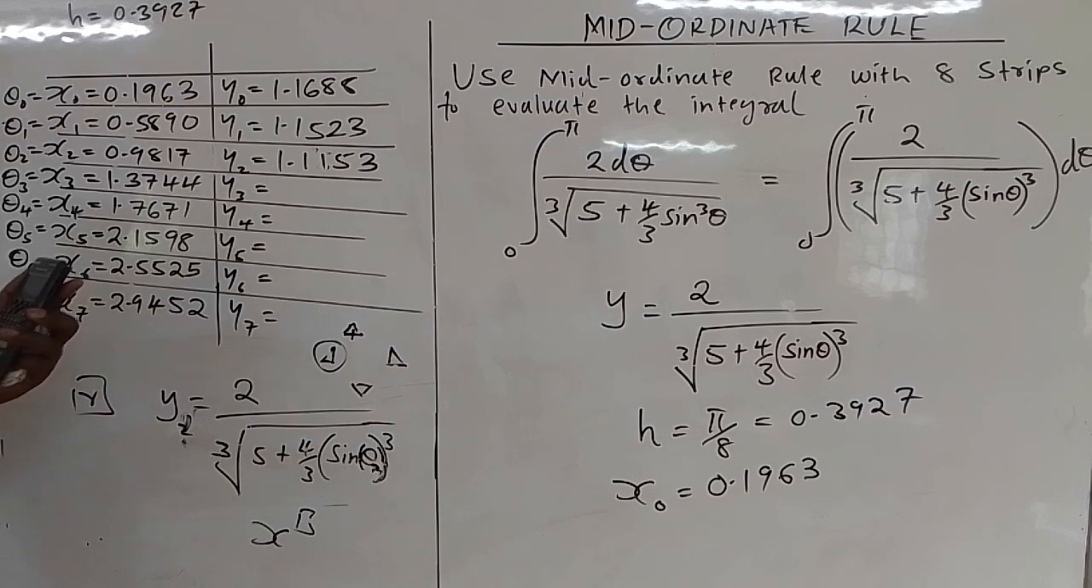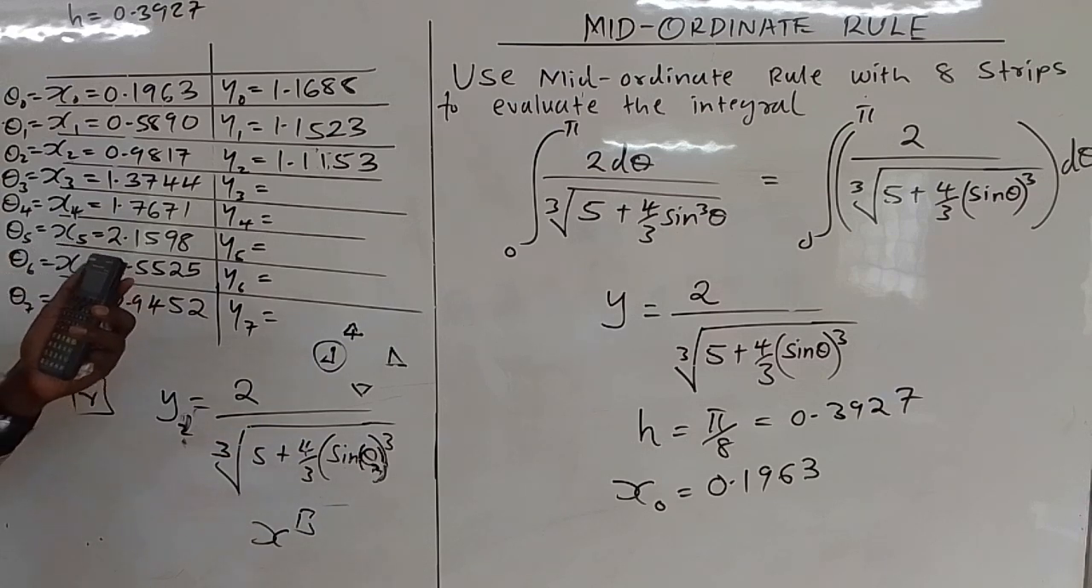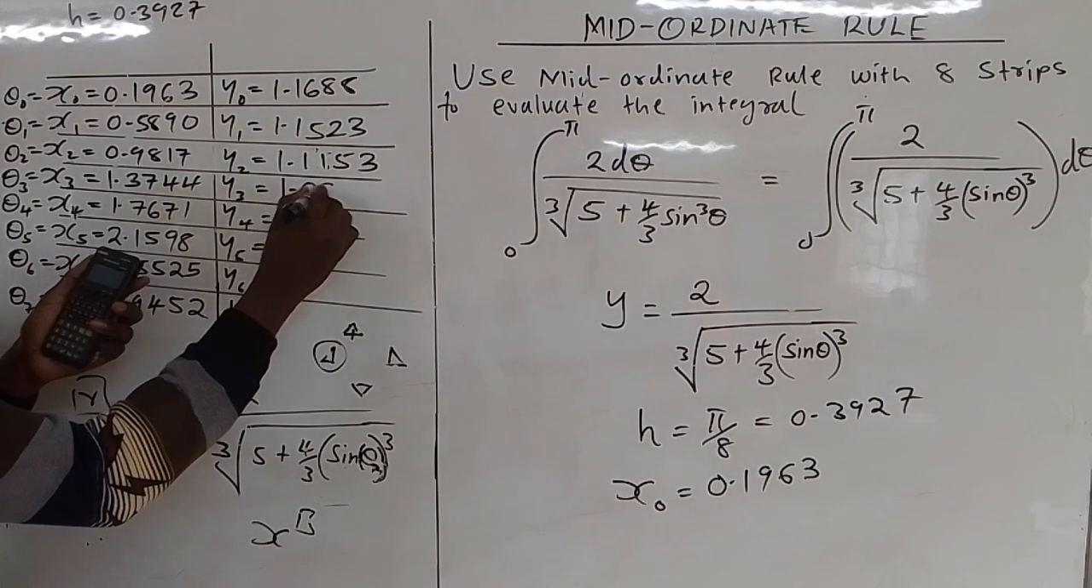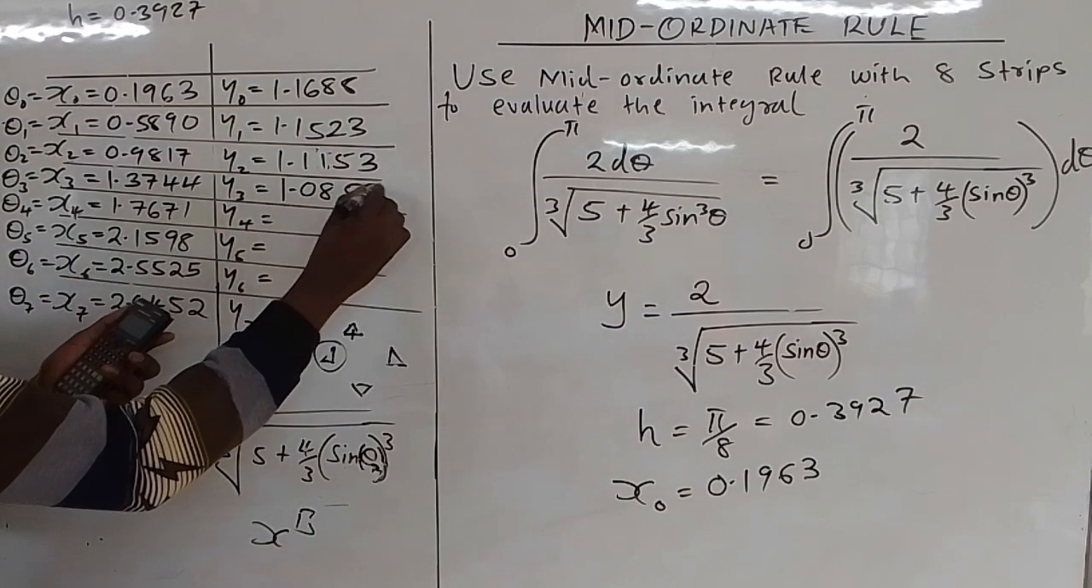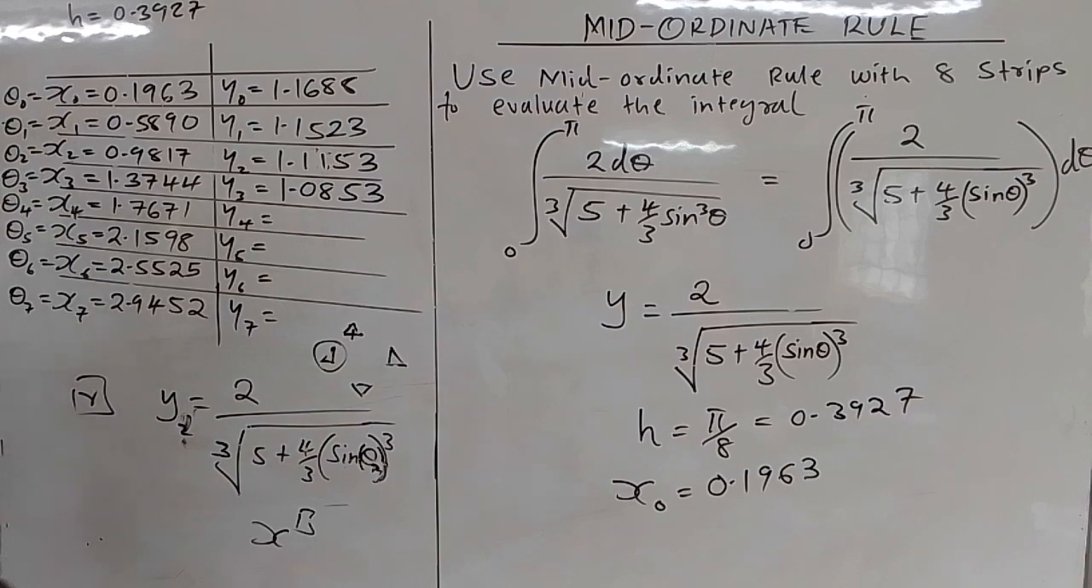Once I delete it, I put this value, which is 1.3744. What do I get? The calculator giving me 1.0853. Are you continuing with the same procedure? Continue.